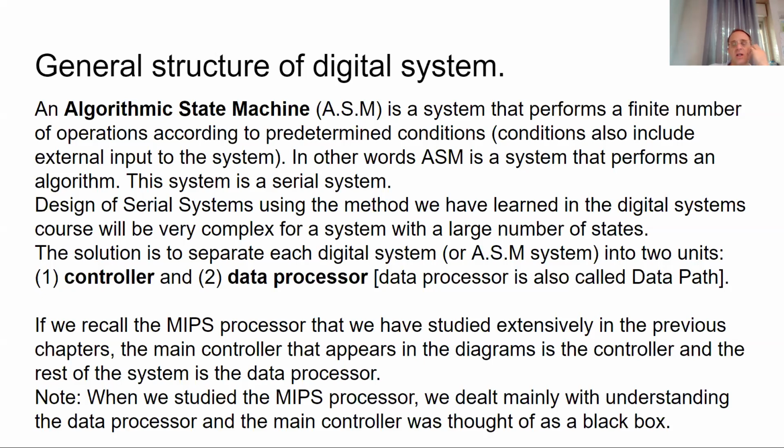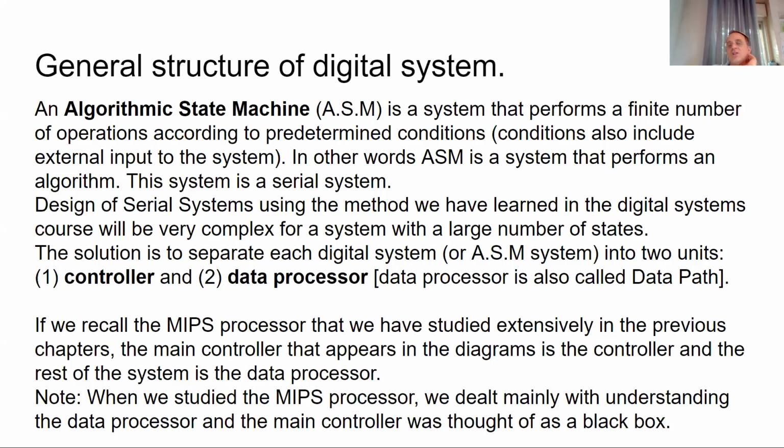In a serial system, with each pulse I can decide on a new thing to do. Design of a serial system using the method we learned in the digital systems course will be very complex for a system with a large number of states. So the solution is to separate each digital system or ASM system into two units. We call them the controller and the data processor. The processor is also called the data path.